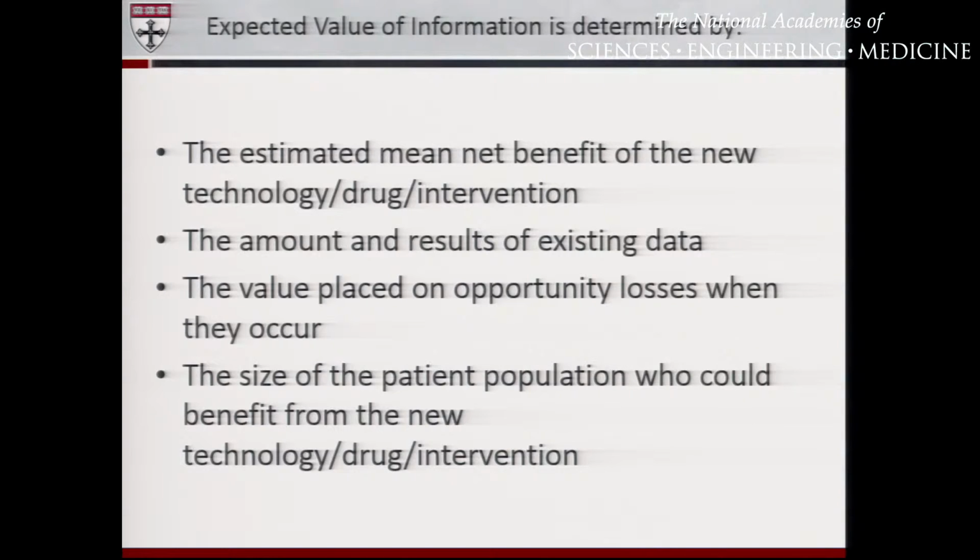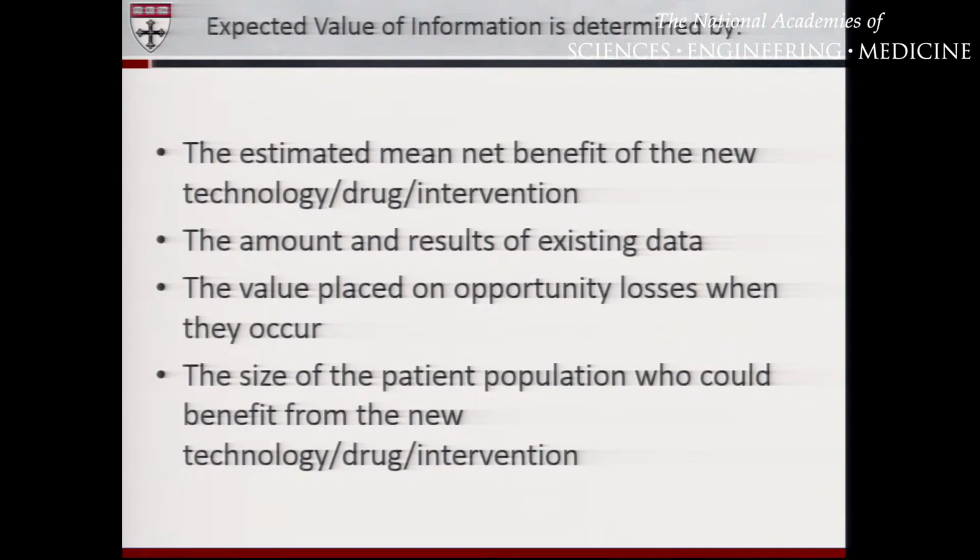So I gave some readings, I think, that are in the packet, and I'll walk through one example, which is also in the reading, that can really help understand it. So what kind of information do you really need? Well, you need some information about what the benefit is of the new technology or drug or intervention, or what that new study is going to gain you. Of course, you need to know something about what is already existing. You need to know something about the value, which could be cost, but value and cost are not actually the same thing, but something about value on the opportunity loss when it occurs.